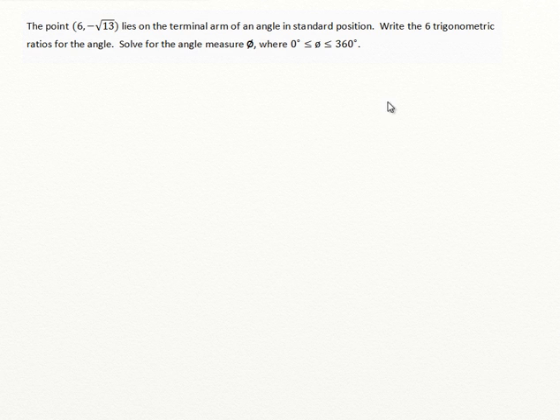First, we're asked to write the 6 trigonometric ratios for the angle, and then we're asked to solve for the angle measure theta, where theta is in between 0 and 360 degrees. That is, it's a positive angle. Okay, well, let's go ahead and get started.